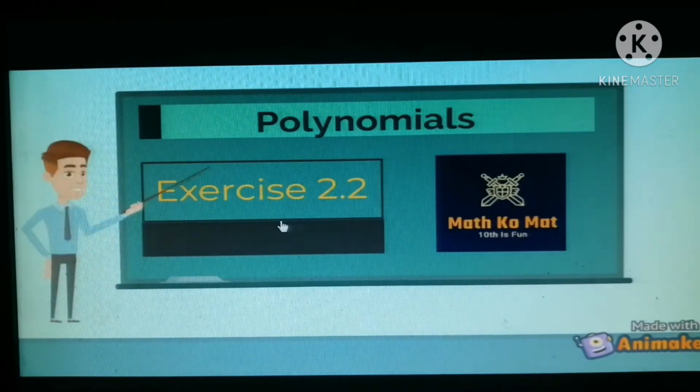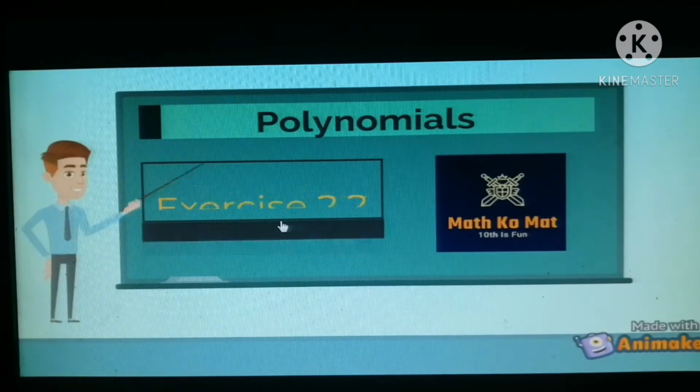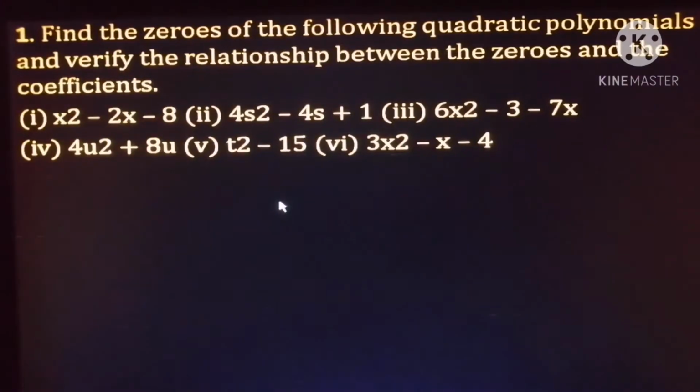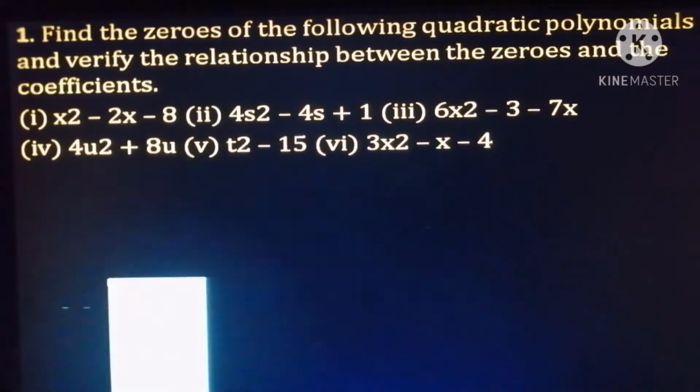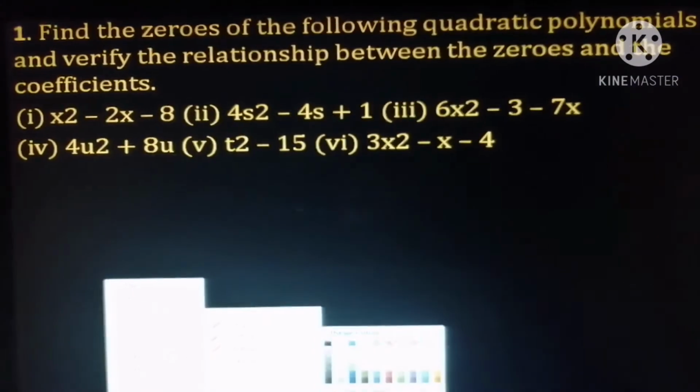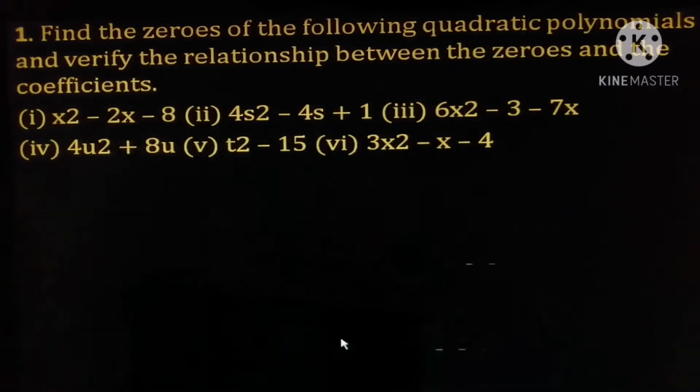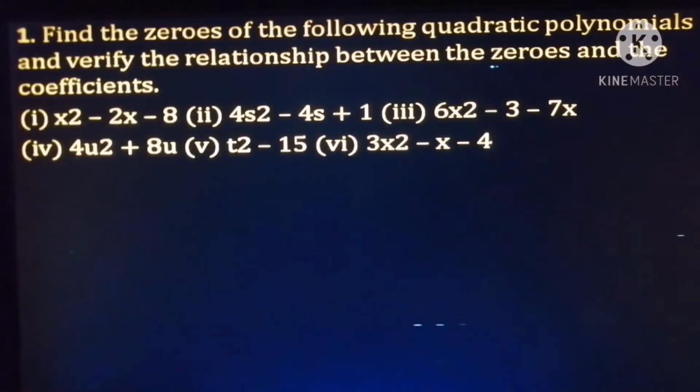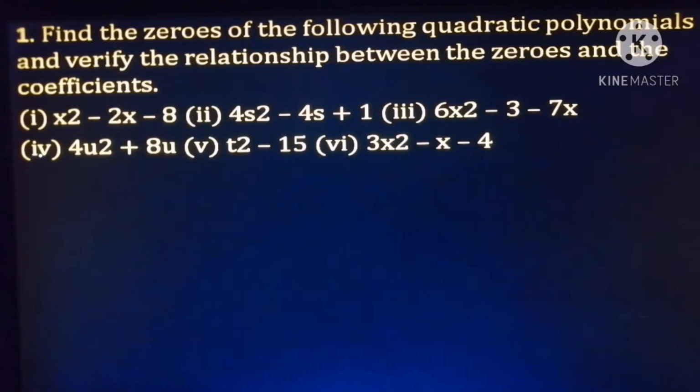In this video, we'll be seeing exercise 2.2 of polynomials. So let's start. In this question, you have to find the zeros of the following quadratic polynomials and verify the relation between the zeros and the coefficients. So let's start with the first question.